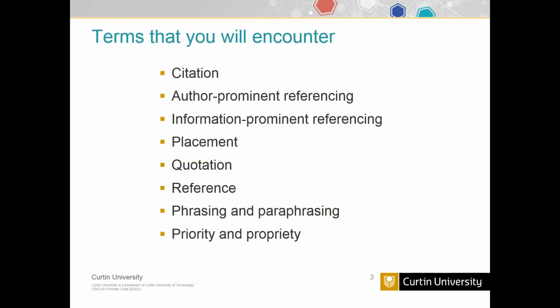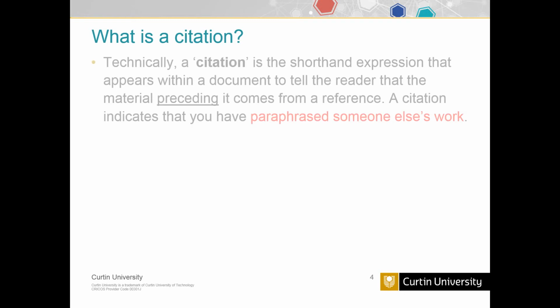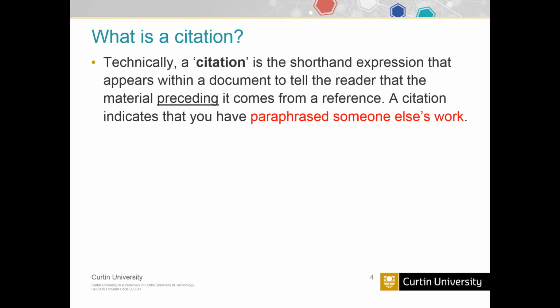The rest of this short video is going to discuss some terms that you will encounter with referencing. The first of those is citation. A citation is an expression that appears within the text of a document that tells the reader that the material immediately preceding it comes from a reference or a resource. It indicates that you have paraphrased someone else's work and provides appropriate acknowledgement of that work. To not produce a citation where it's required is an example of a breach of academic integrity.